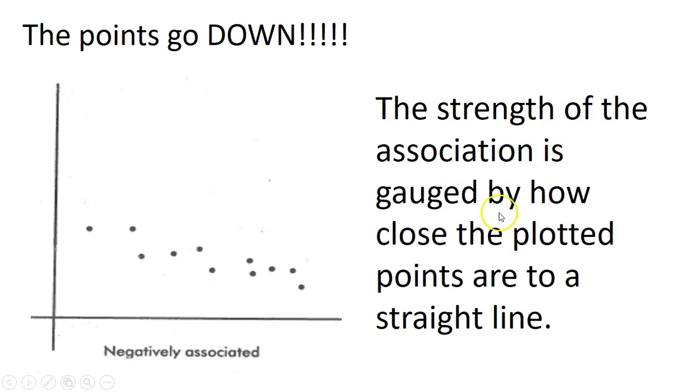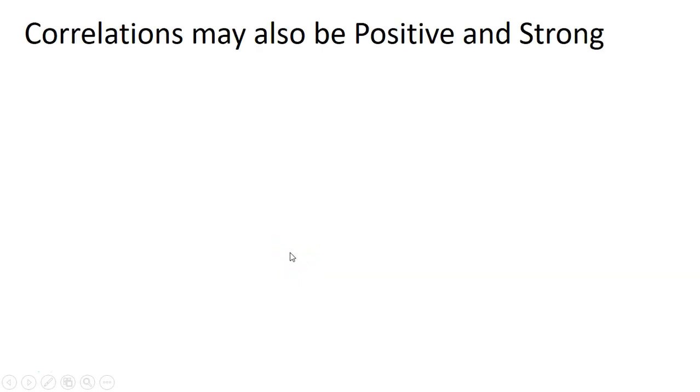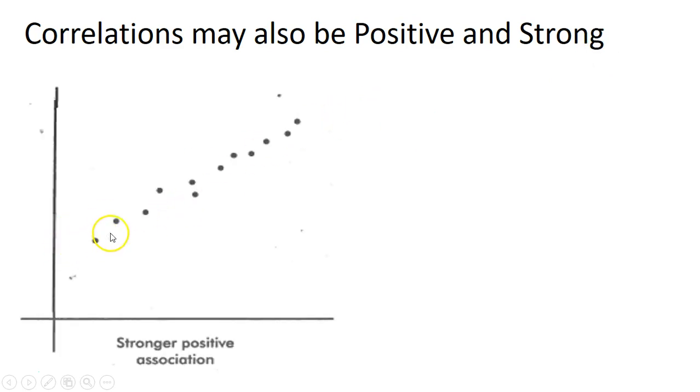The strength of the association is gauged by how close the plotted points are to a straight line. The closer they are to a straight line, the stronger it is. Correlations may also be positive and strong, right? Because it's going up and it's strong. There you go. That's pretty close to a straight line. It's not quite a straight line, but I mean, it's pretty close.